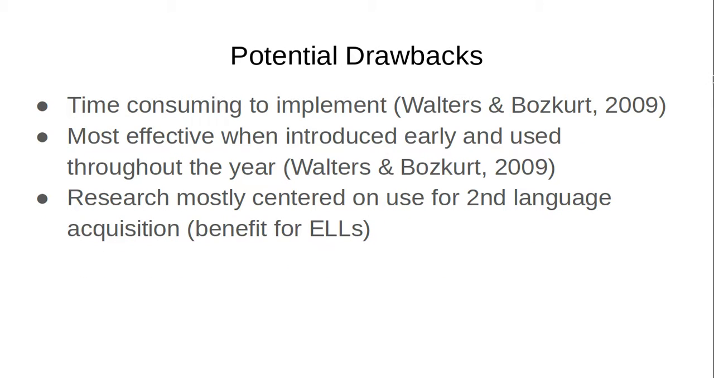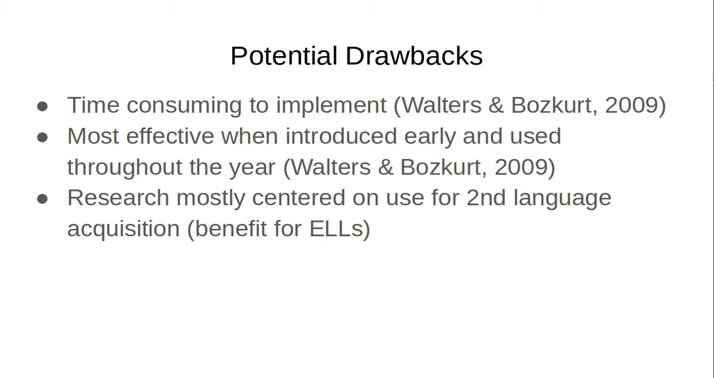Despite their many advantages, vocabulary journals do have a few potential drawbacks. According to Walters and Boskert, they can be time-consuming to implement, as students need to become familiar with the process and, of course, need time in class to fill in their journals. However, this process will become less time-consuming as students become more familiar with the format. Additionally, time is already being spent on vocab instruction in both social studies and ELA. Vocab journals will likely be a more efficient use of that time, thus saving time in the long run.